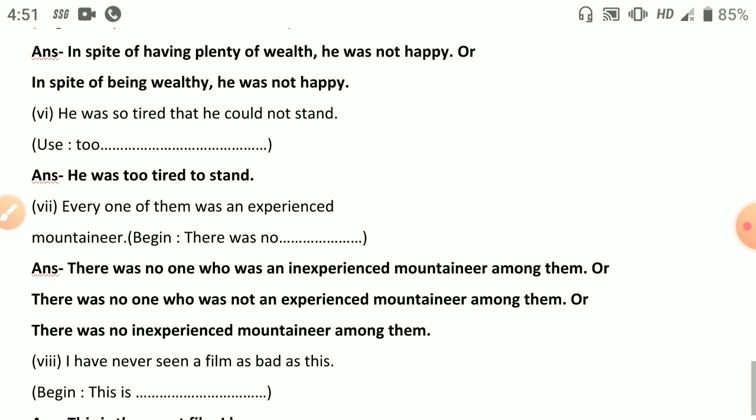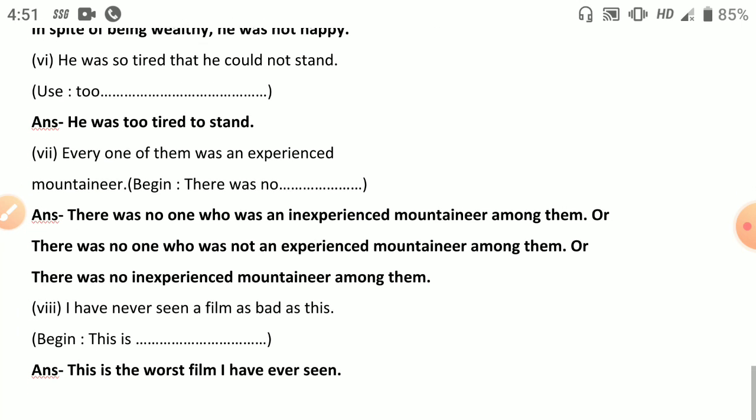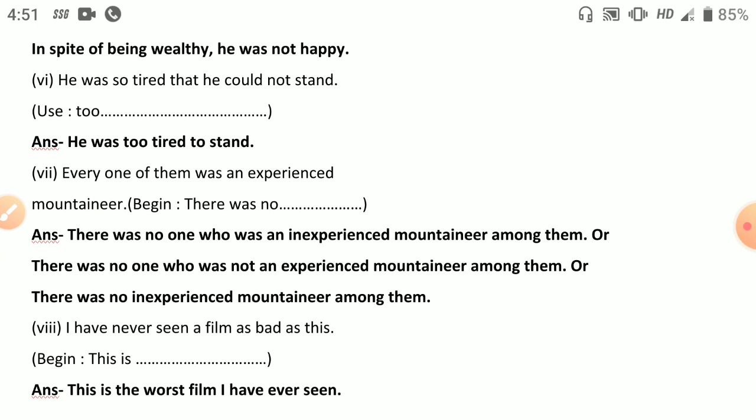Every one of them was an experienced mountaineer. There was no... Again, affirmative and negative type. There was no one who was an inexperienced mountaineer among them. Or you can write, there was no one who was not an experienced mountaineer among them, meaning the same. And there was no inexperienced mountaineer among them. I have never seen a film as bad as this. Okay, so this is positive. So you have to start, then this is the worst film I have ever seen.